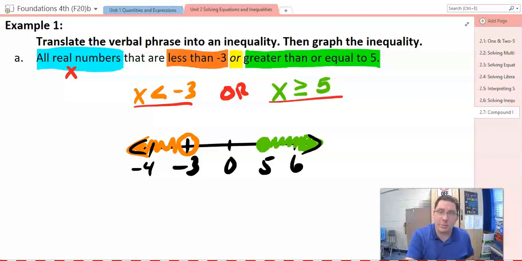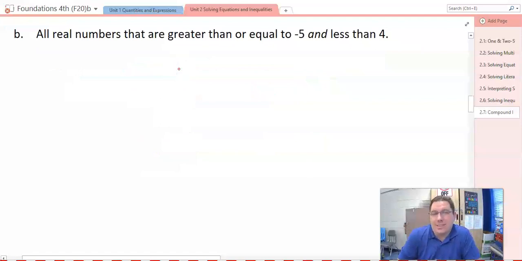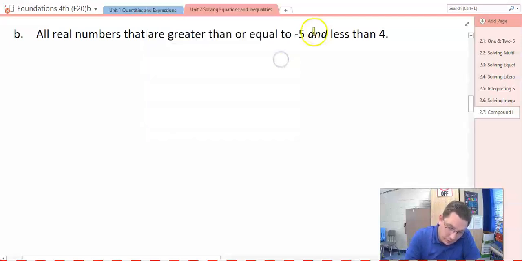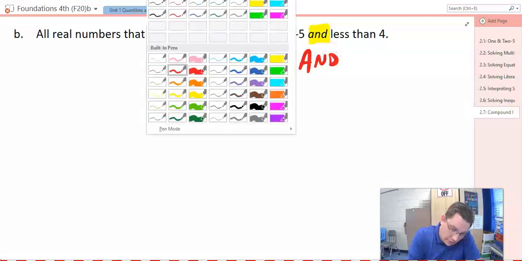So let's go down to example B. All right, so let's look at example B. All real numbers that are greater than or equal to -5 and less than 4. And so our keyword that is AND, and so we're going to write that. And then we're going to talk about the two pieces.